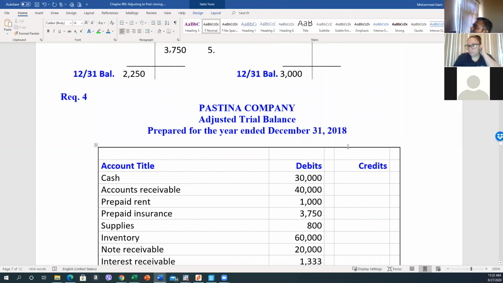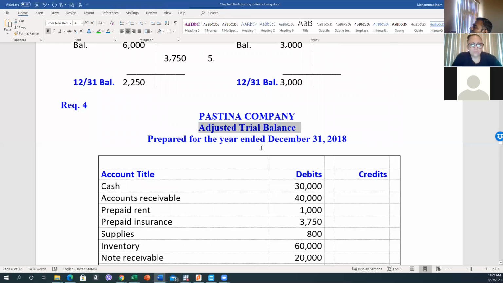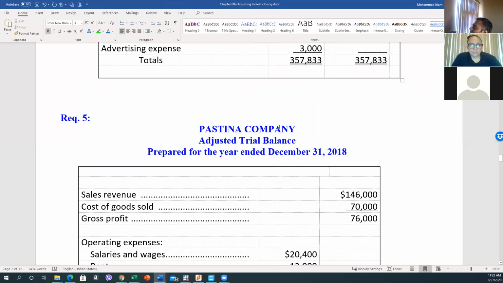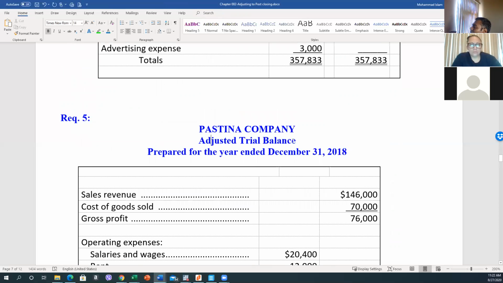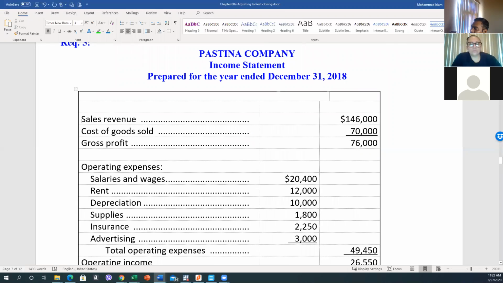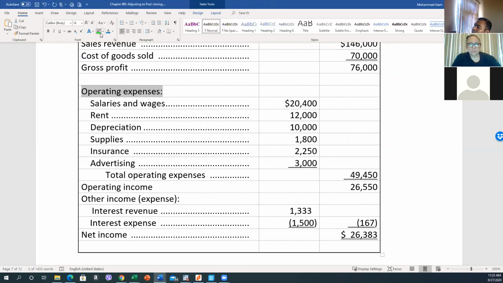So this is our adjusted trial balance, and then this one is our income statement. Okay, this is not the adjusted trial balance, this should be the income statement, prepared for the year ended 31st. Income statement is very simple: we have the sales revenue, less cost of goods sold, and after subtracting cost of goods sold we have gross profit. Now we are subtracting the operating expenses here.